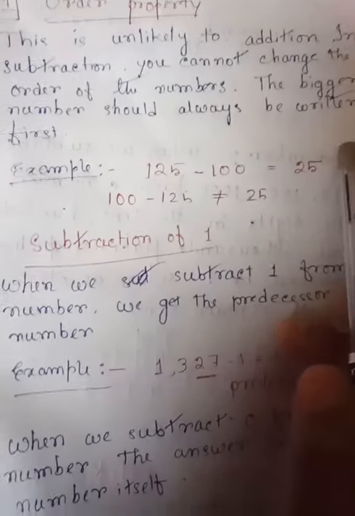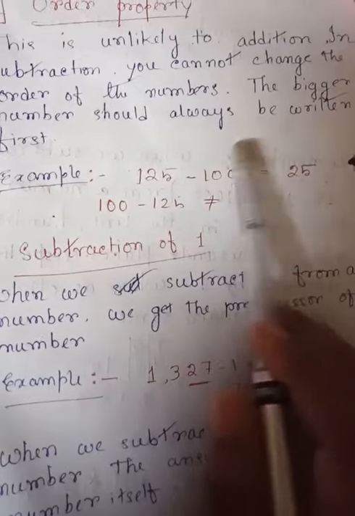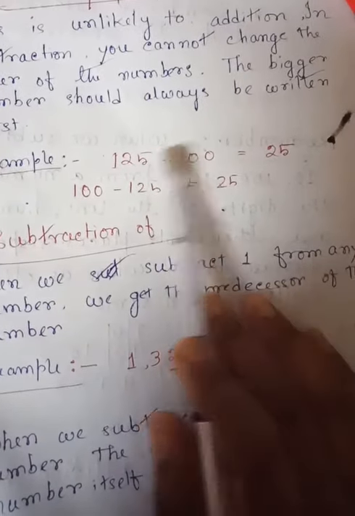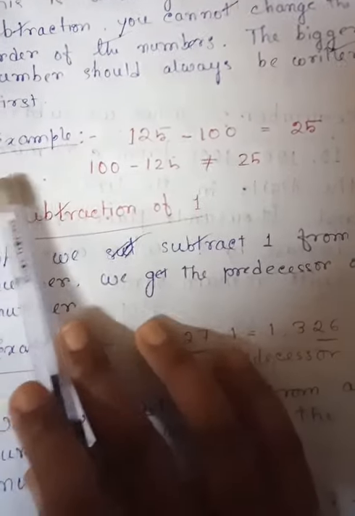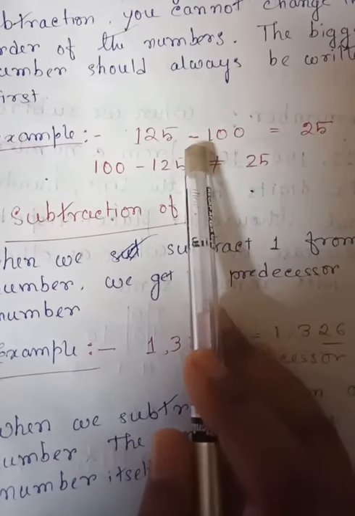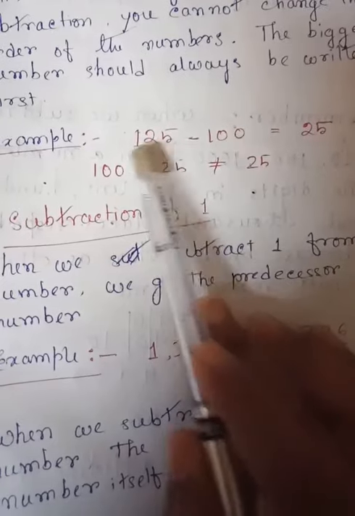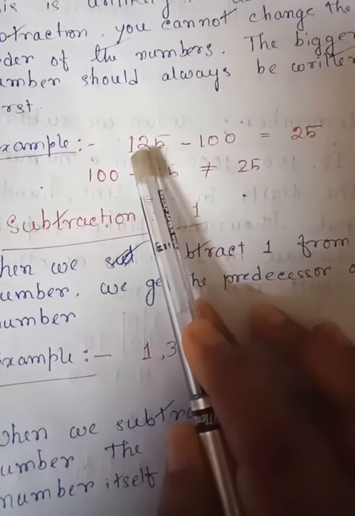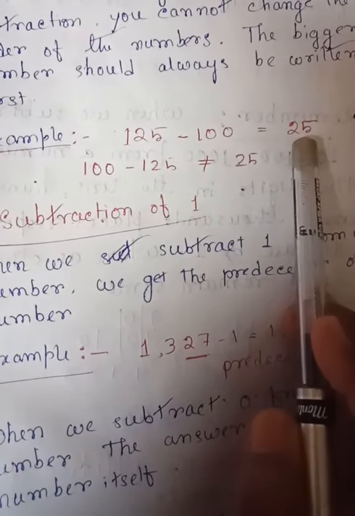we have already learned that the bigger number in a subtraction we call minuend and the smaller number we call subtrahend, and whatever the result we get we call it difference, right? So here you can see in an example that 125 minus 100 is equal to 25, right? Now 100 is smaller, 125 is bigger among these two, so this is minuend, this is subtrahend, and this is the difference.